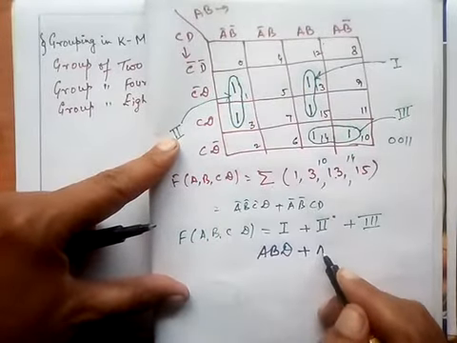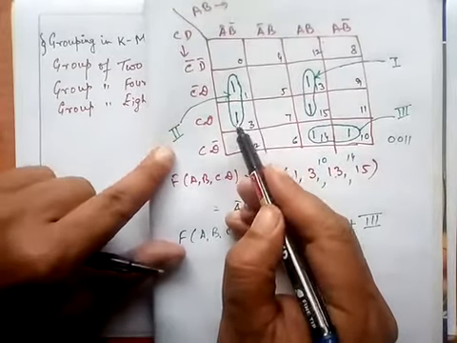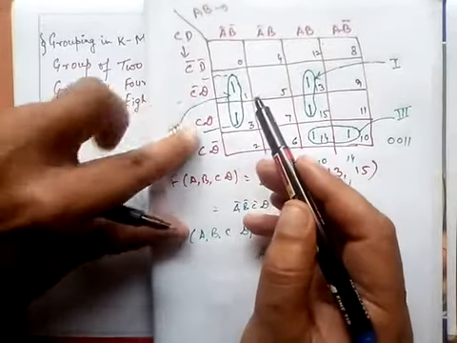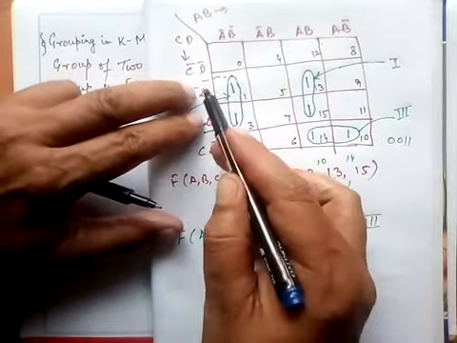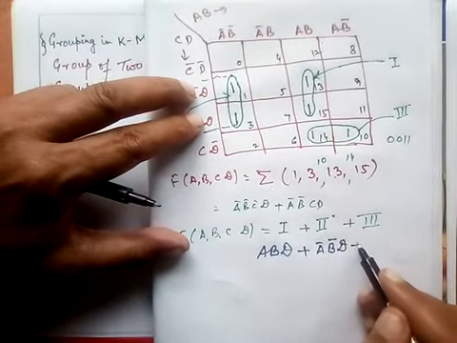So I write this as A bar, B bar. On the other hand, on the horizontal side, look at this horizontal one. Again, this C is changing from C bar to C and this D is unchanged. So I write the value as D. I hope that this is clear to you.